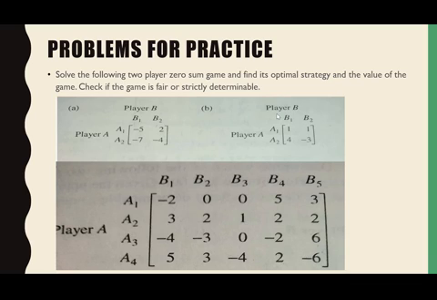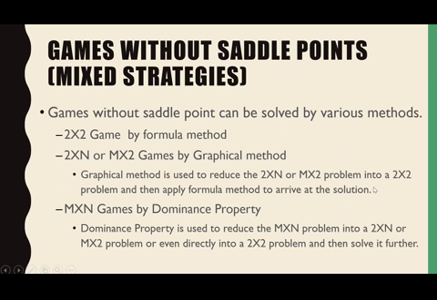Now, the next problem that we study is one where the saddle point will not be available in the problem. They're called games without saddle points. These are also called mixed strategy problems. See, in a pure strategy, in the problem itself, your optimal strategy will be visible. So it is known to everybody. That is what we discussed yesterday, right?